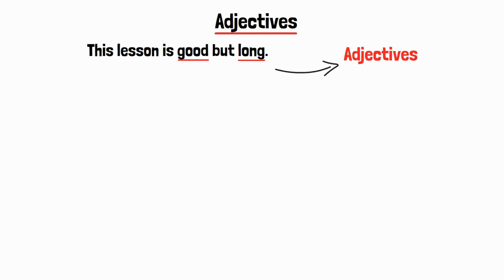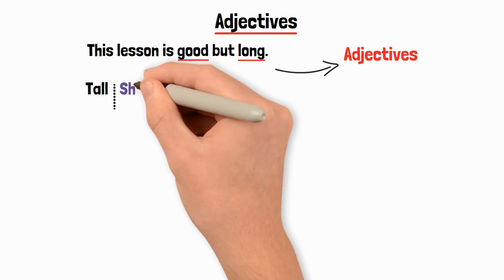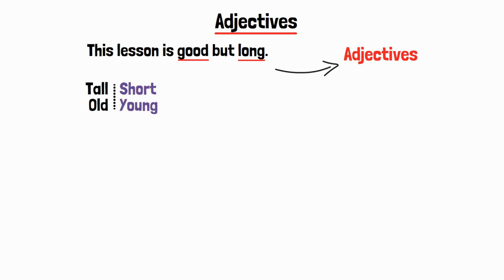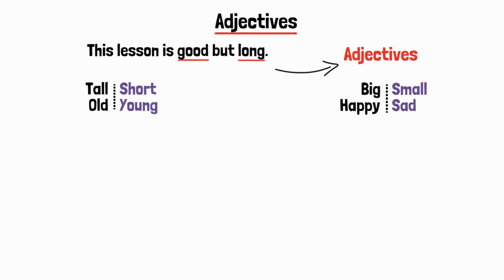Take a look at this list of adjectives and their opposites. Tall, short, old, young, big, small, happy, sad.